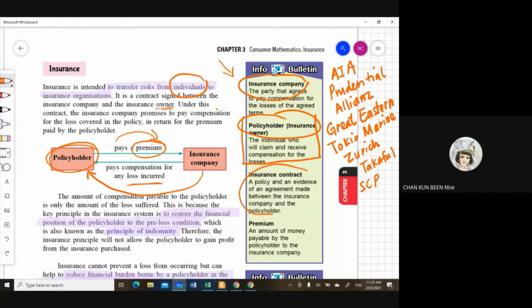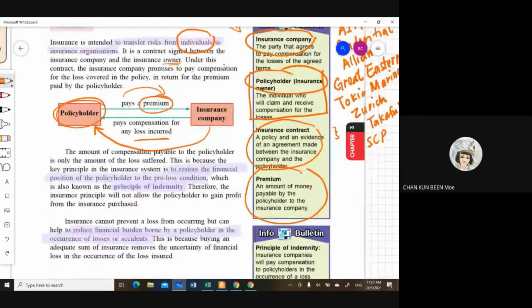Usually after you have bought the insurance, they will give you, depending on what insurance, if you bought life insurance or a medical card, a thick book that refers to the insurance contract. After that, the premium, like what I told you just now, is an amount of money that is payable by the policyholder to the insurance company. So the monthly payment, we call it premium. Okay, next.